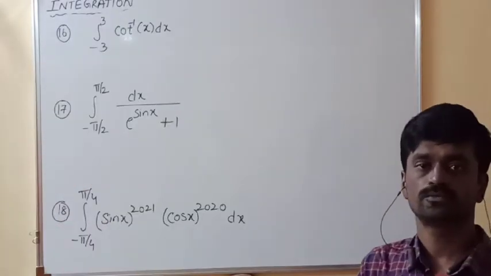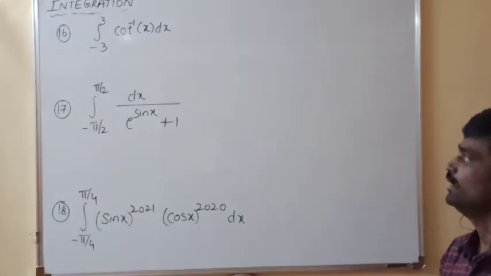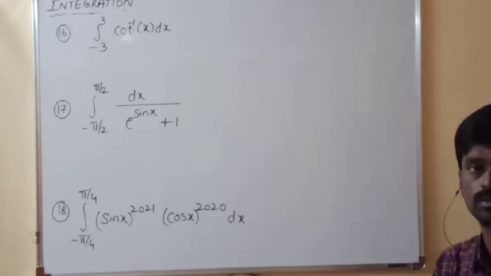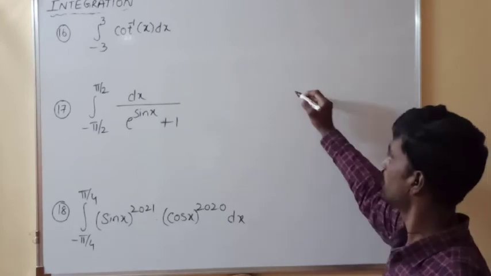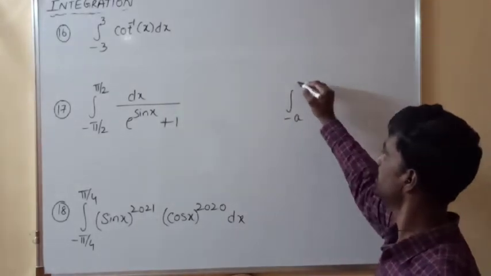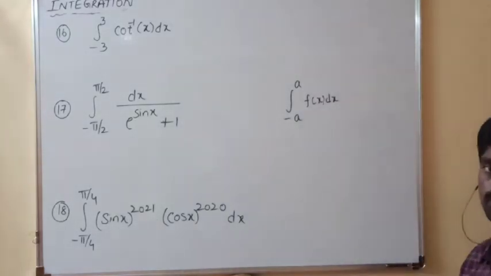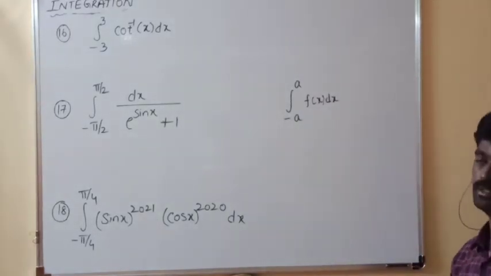So look at the next three problems. Integral minus 3 to 3 cot inverse x into dx. All three problems are related to which property? Integral minus a to a f of x into dx. Based upon this property only.